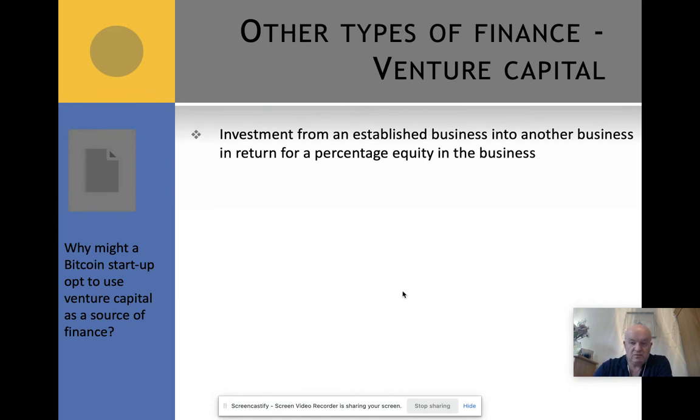How many times do you see Peter Jones or another saying, right, I'm willing to give you £50,000, but I want 30% of the business? So they're willing to invest, but they are likely to take a slice of the ownership of the business in return for that investment. Sometimes known as private equity finance.